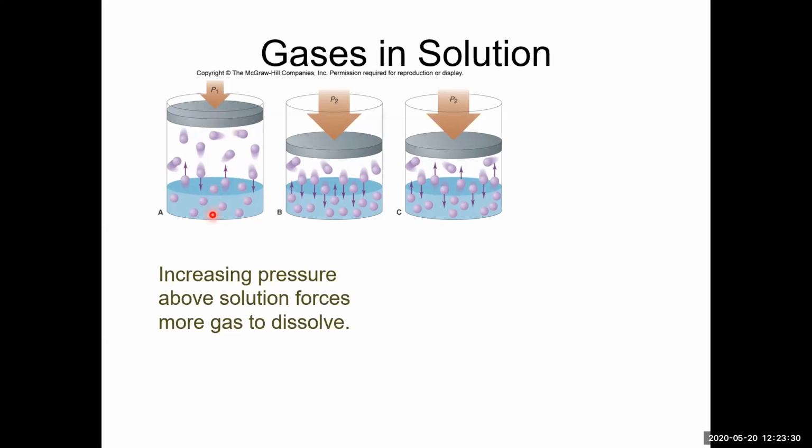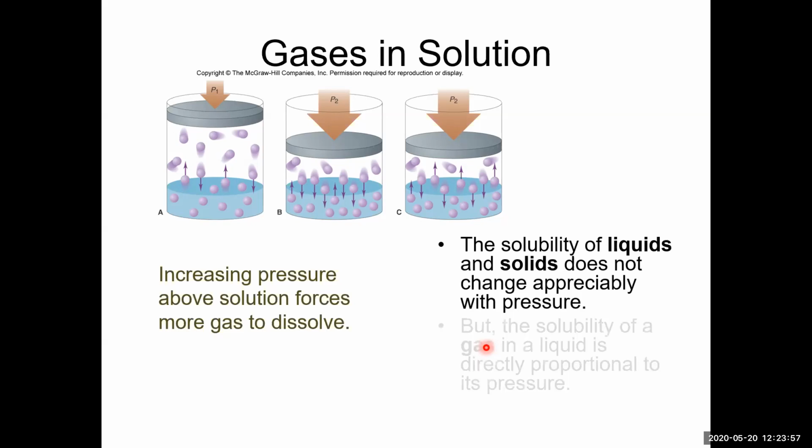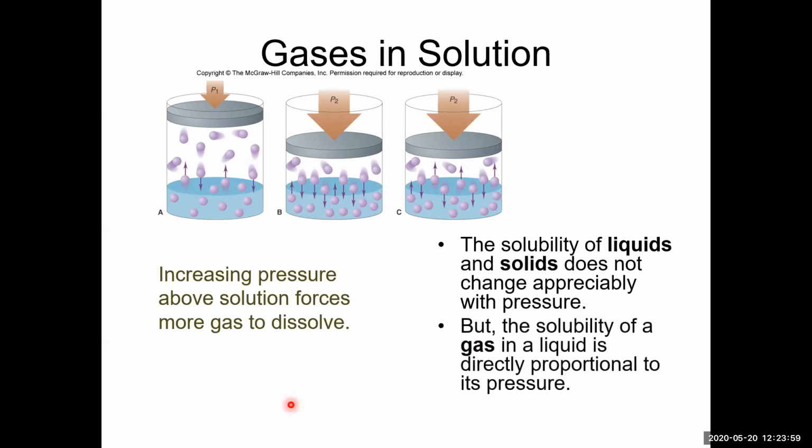We're talking about the gas dissolving in the water, but then some of it's going to come out, and then some of it's going to go back in. So this is a gas like oxygen dissolved in water. Increasing the pressure above the solution forces more gas to dissolve. As you push down, as you increase the pressure on it, more is going to dissolve. Liquids and solids don't really have their solubility change much with pressure, but gases do. It is directly proportional to the pressure above it.